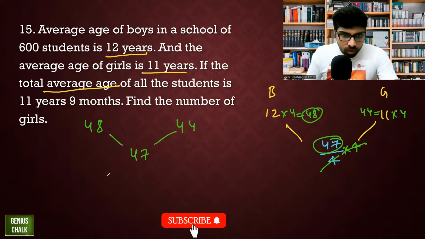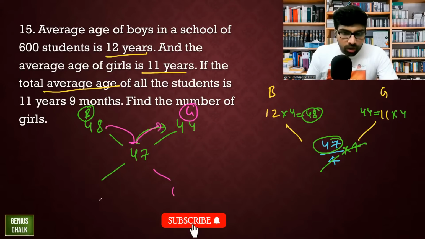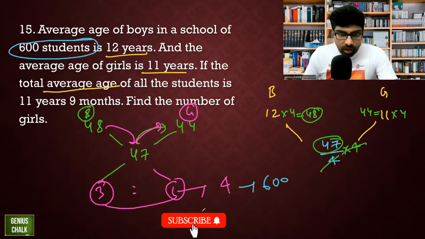So what is the difference? This is the number of boys and this is the number of girls. So 48 minus 47, 1. 47 minus 44, 3. So 3:1 is the ratio. Now, what is the overall? Overall given 3 and 1, that's overall 4. And what is the overall value? Overall value is given as 600. There are 600 students overall. So 4 value is 600.